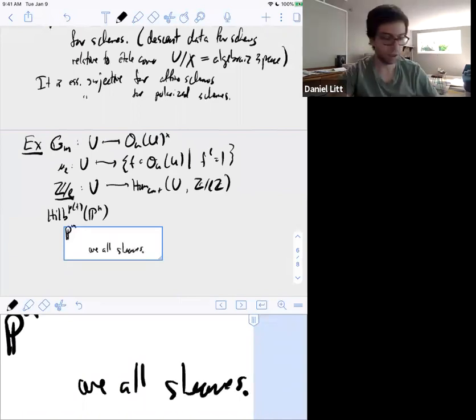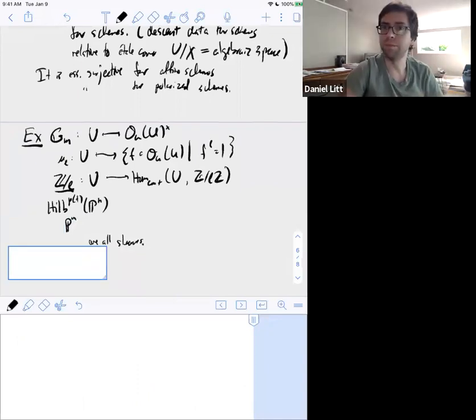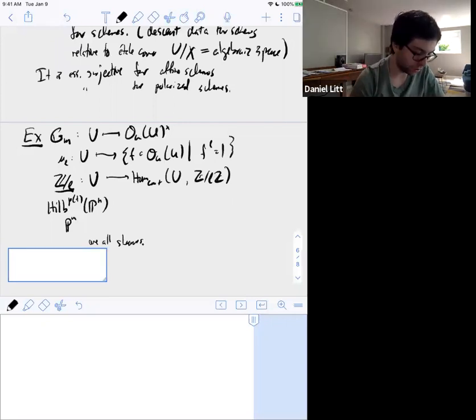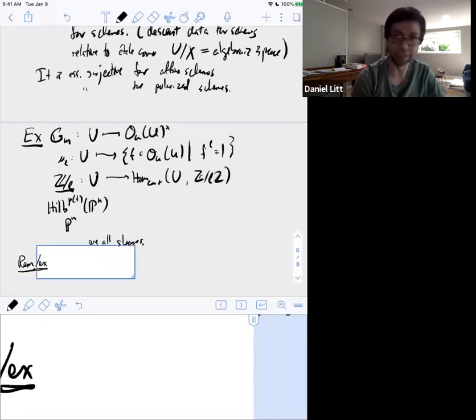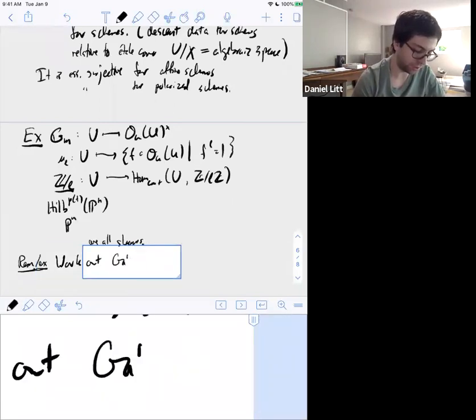Cool. Okay. And then we've already talked about this a little bit. I think Arvind asked a very nice question about it. How is this related to other forms of descent you might have seen, like Galois descent? This is a remark/exercise. I really do want you guys to work out Galois descent from this point of view.